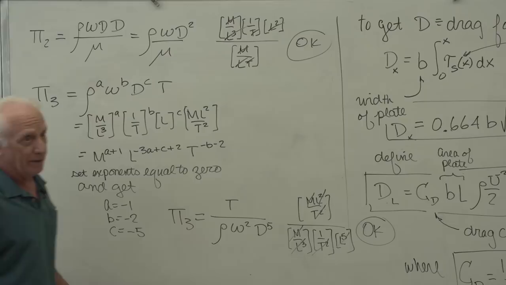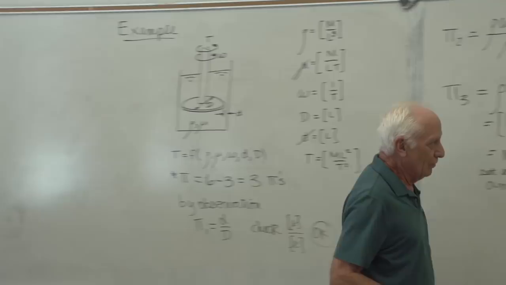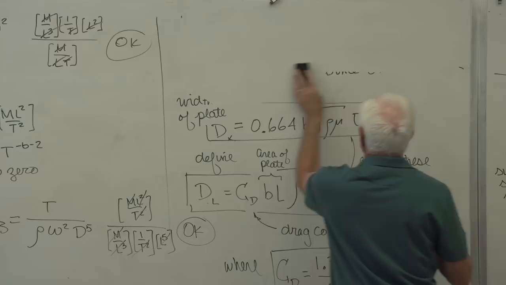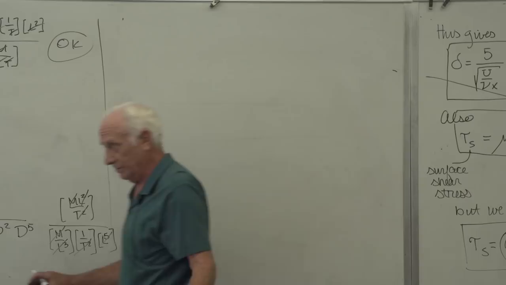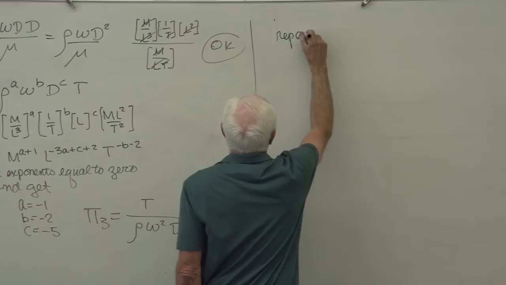Now, if you want to do them without that, by observation, okay, let's do it by that. It's going to take a little longer, that's okay, but if the problem says find these pi parameters by using the pi theorem, you've got no choice. You've got to do it. Okay, I choose repeating variables.